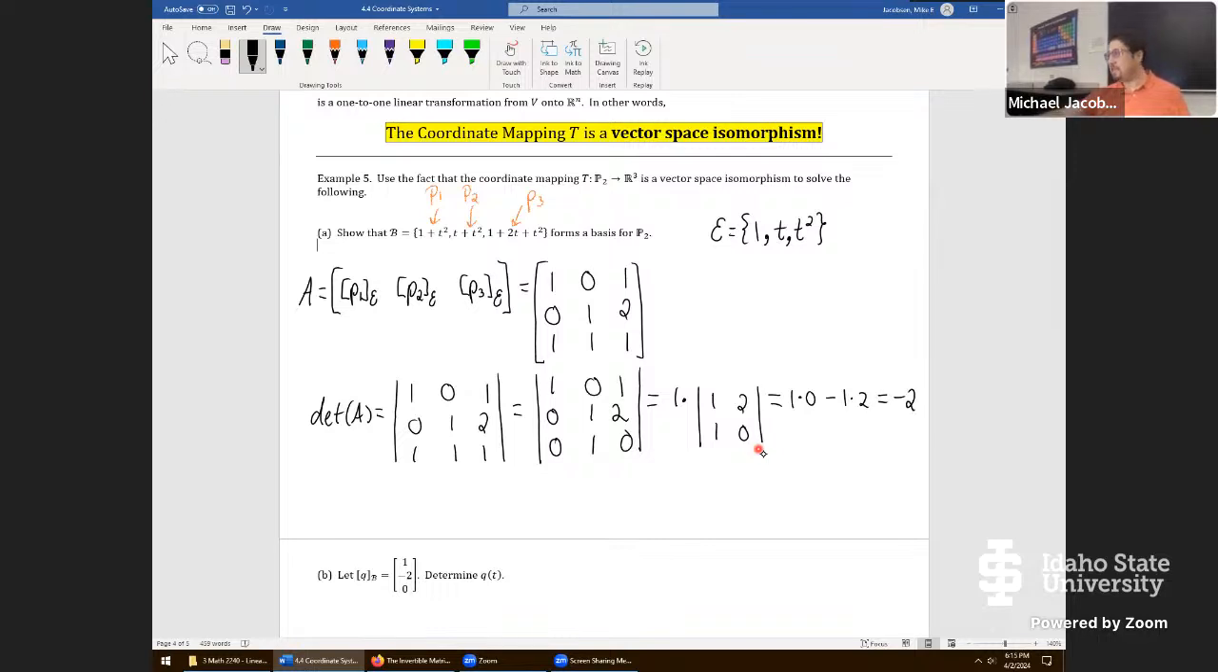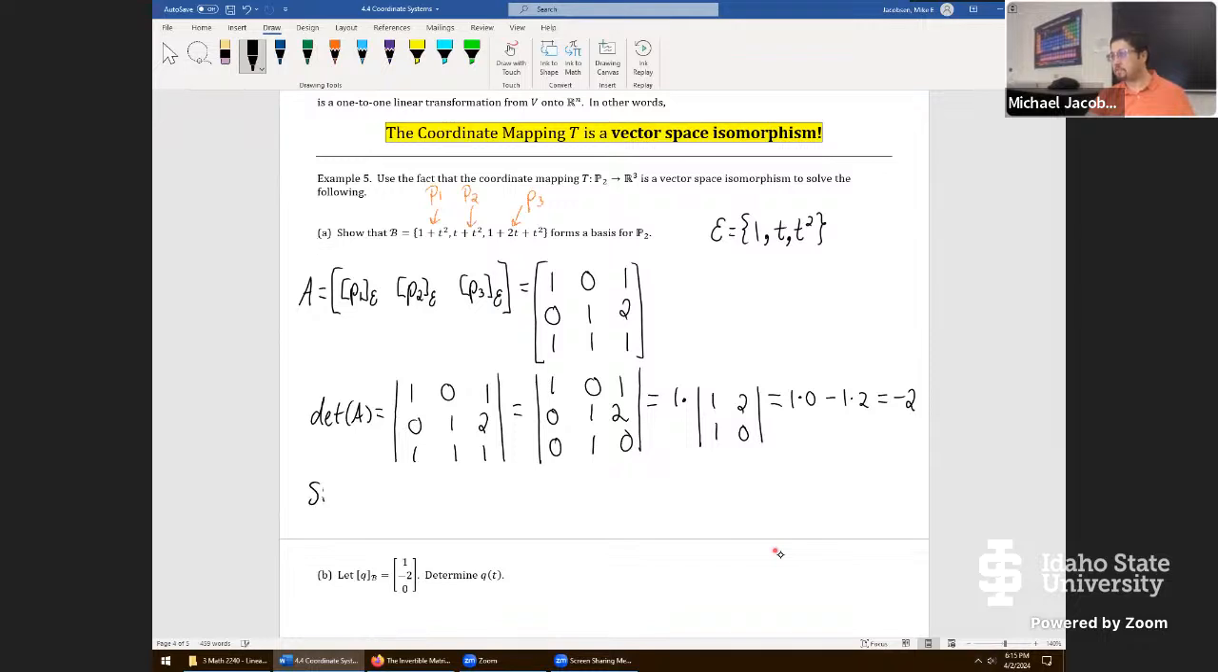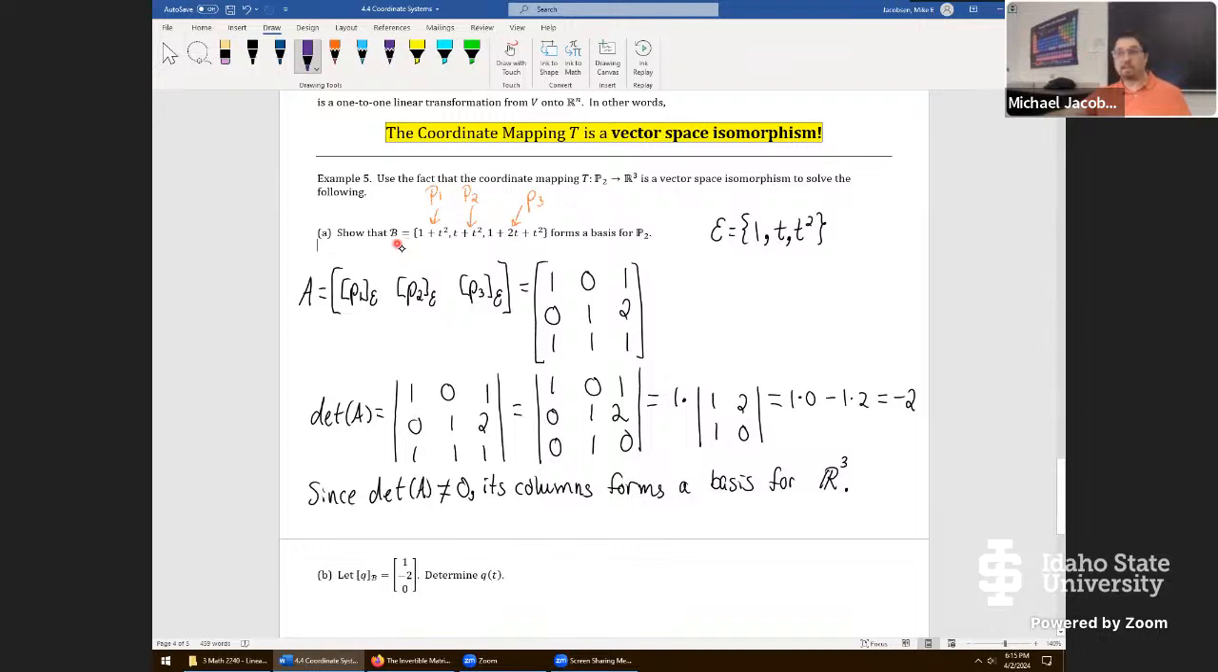And let's double check the theorem. Because this determinant is non-zero, we have that the columns of A form a basis for Rn. Let's say that next. Since determinant A is non-zero, its columns form a basis for R3. But that's not the full story. It's not even the conclusion we want. The conclusion we want is relative to this set forming a basis for P2.